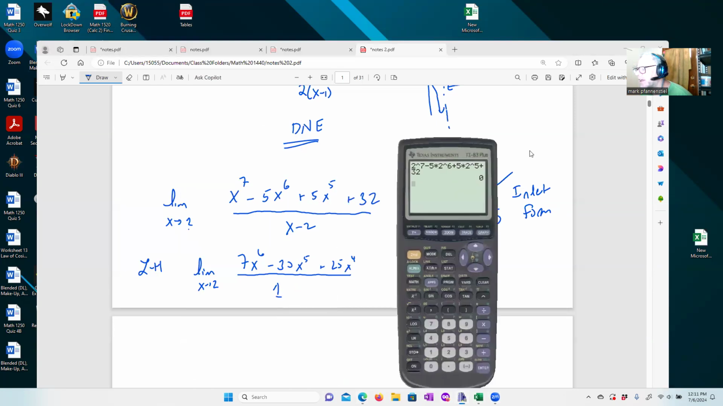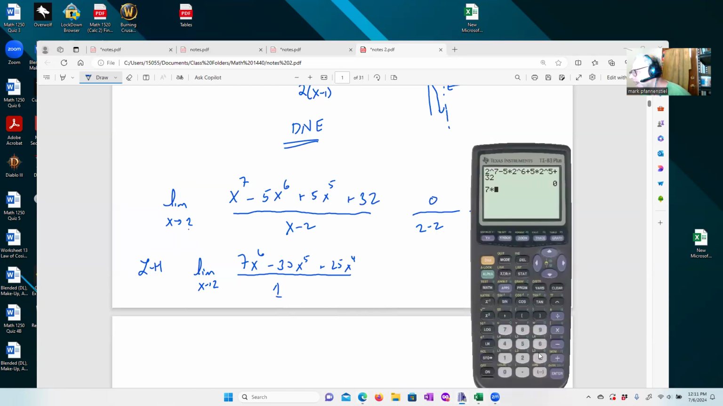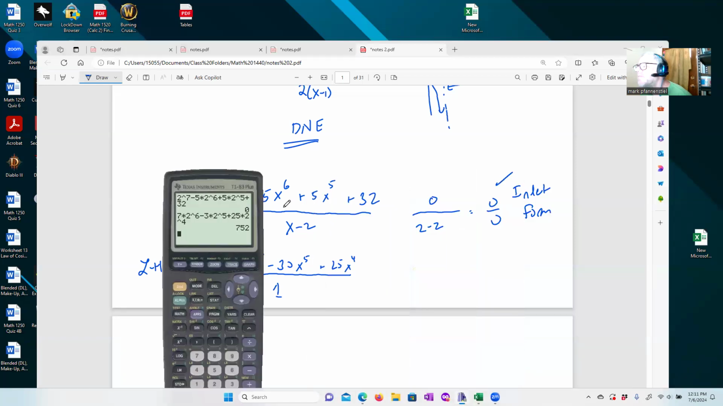Again with the calculator, this is 7 times 2 raised to the 6th power, minus 30 times 2 raised to the 5th power, plus 25 times 2 raised to the 4th power. We end up with 752. Beautiful. Just double checking that I got that right. So 752.